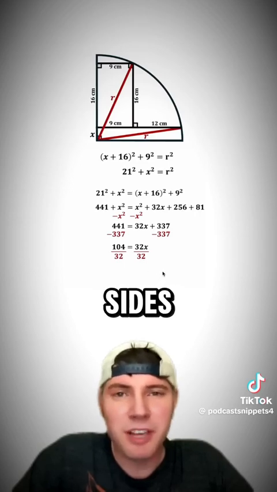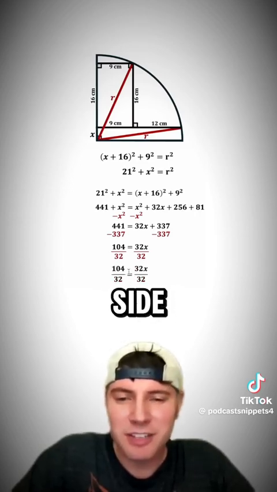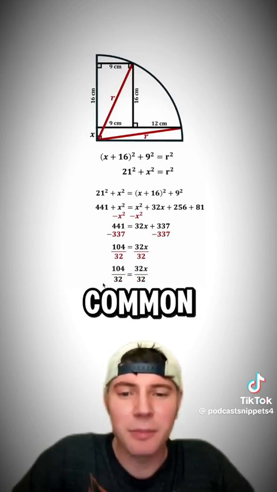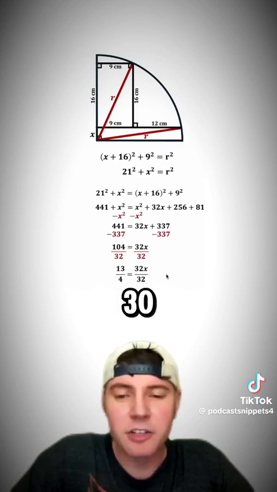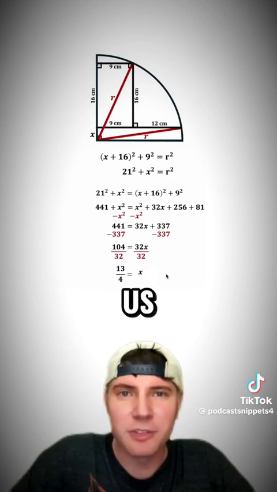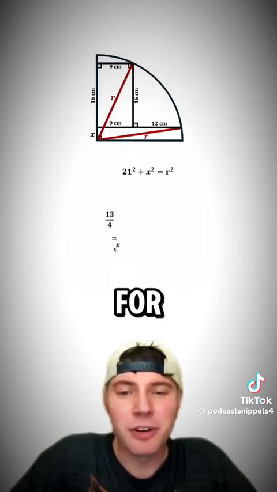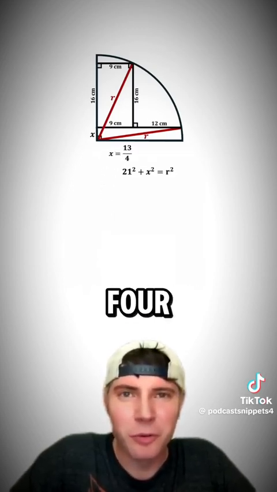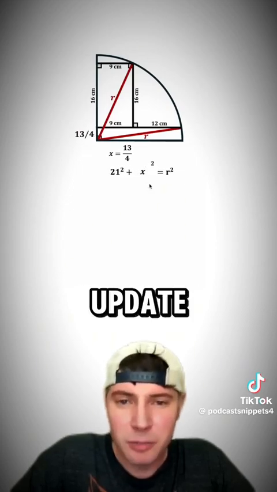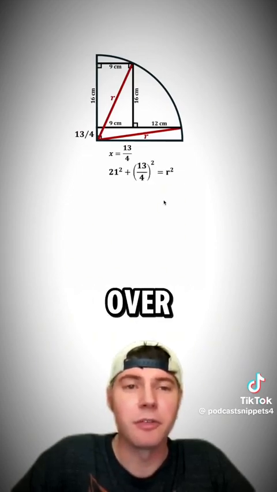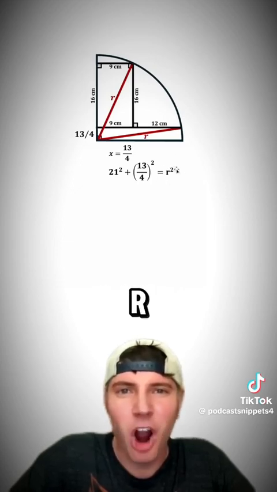Next, we can divide both sides by 32. On the left-hand side, both of these have 8 in common, so it'll simplify to 13/4. And on the right-hand side, these 32s will cancel each other out, leaving us with x. And now we've solved for x, it's equal to 13/4. And let's update this x to be 13/4. And we can also update this x to be 13/4. And now we're ready to solve for r.